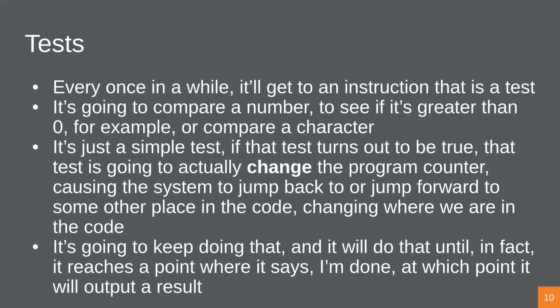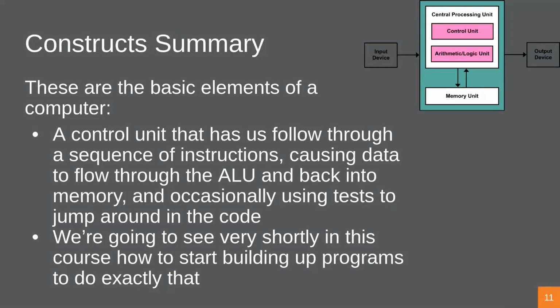Now, if that test turns out to be true, this may change the program counter. It might say, okay, if that's true, don't do line 3, do line 6. So this is how we can change where we are. And apart from that, that's really all the computer does. So in summary, we have a control unit that helps us follow through a sequence of instructions, and we're going to see very shortly in this course how to start building up programs to do exactly that.